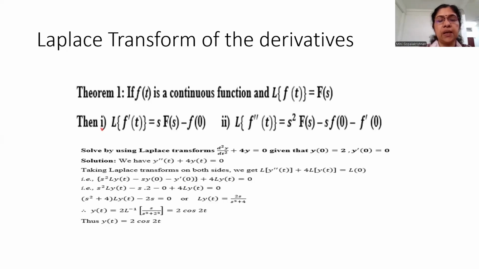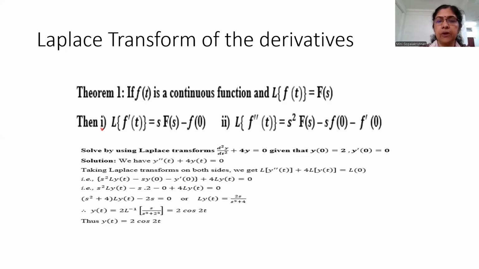Okay, so we put in the initial conditions. Next step, y at 0 is 2 and y dash 0 will be 0. So that middle term is gone. Now we have two terms containing L of y of t, which is our F of s. So we combine the terms: s square plus 4 into F of s minus 2s is equal to 0. So our F of s term, that is L of y of t, is 2s by s square plus 4.